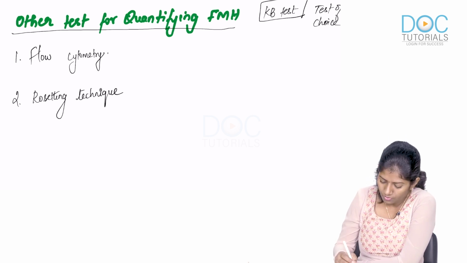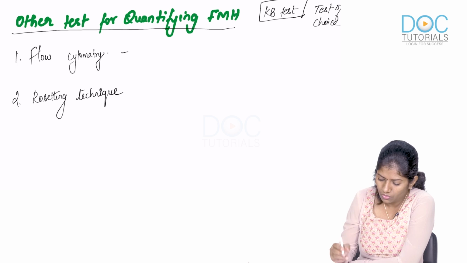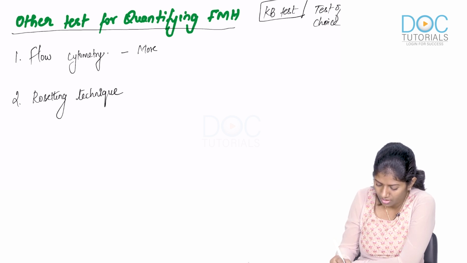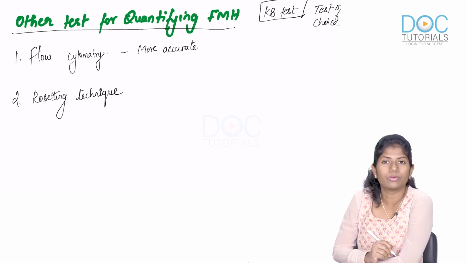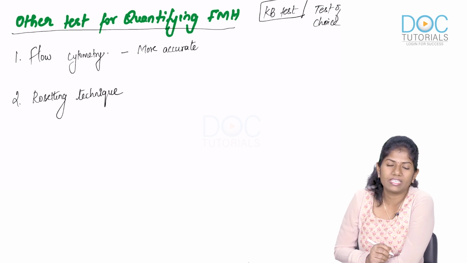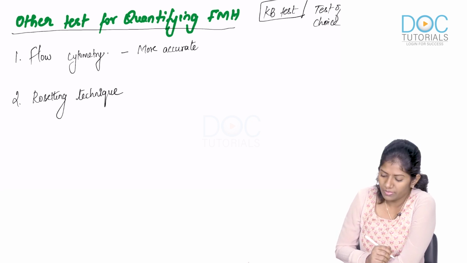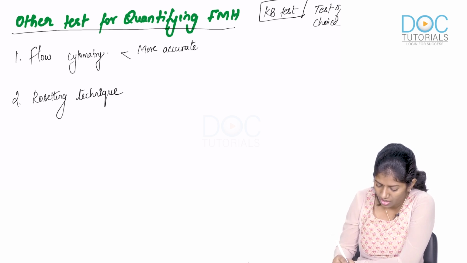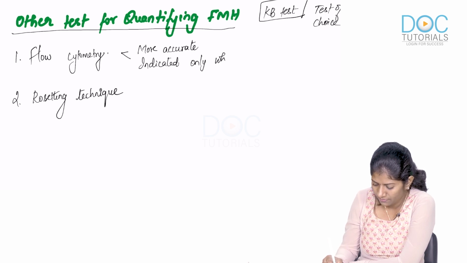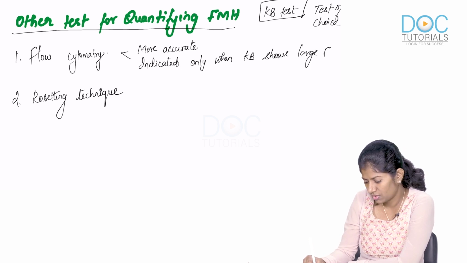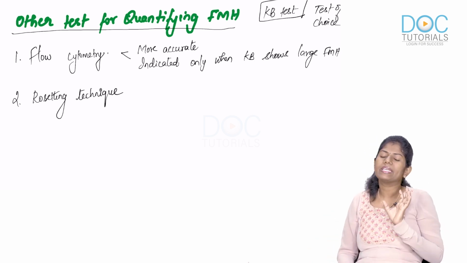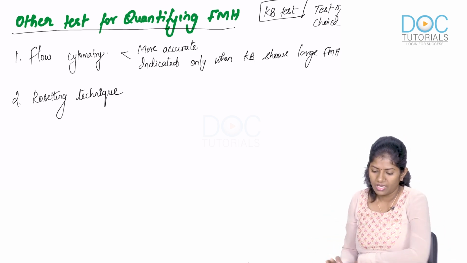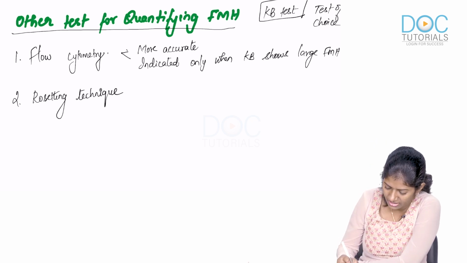Okay, a few more points on flow cytometry. Remember flow cytometry is more accurate, but this is not the first choice test because flow cytometry is not universally available. It is available only in limited places, and this test is indicated only when the Kleihauer-Betke test shows large fetal-maternal hemorrhage. Okay. Next is the rotating technique.